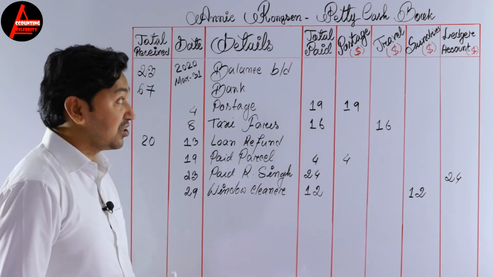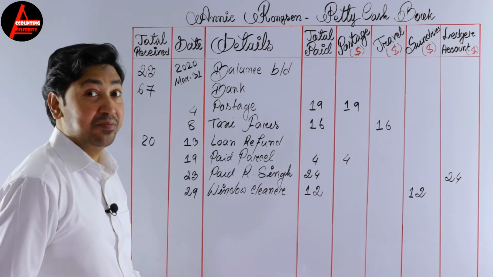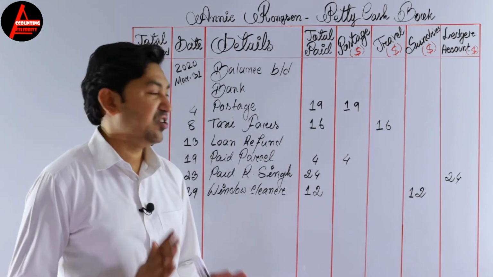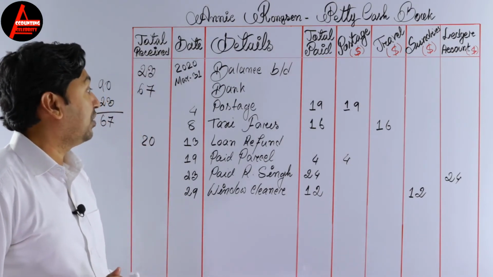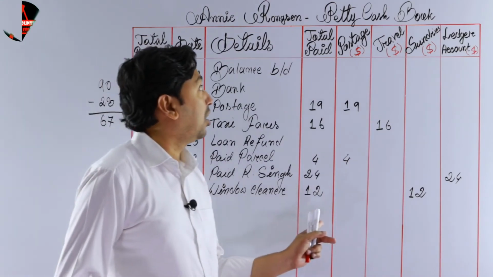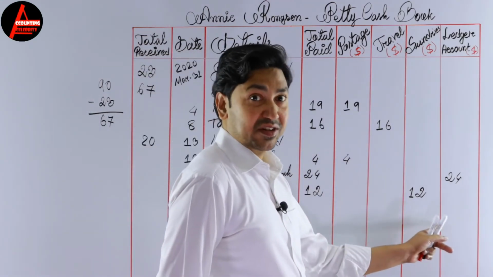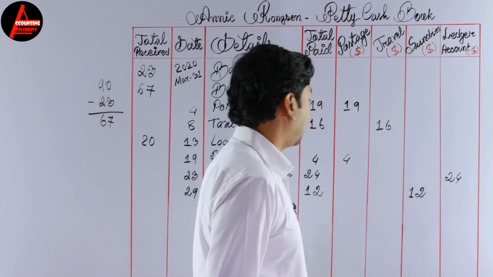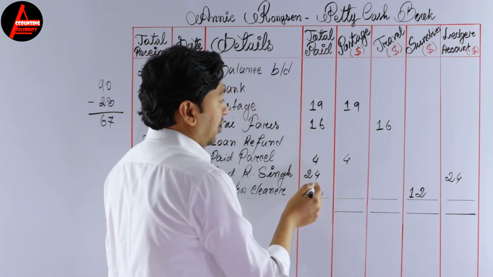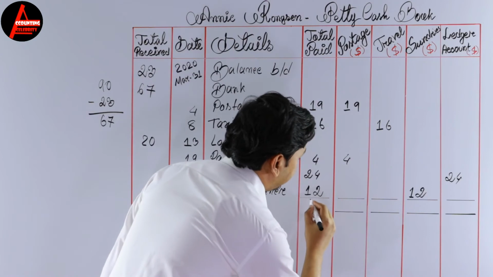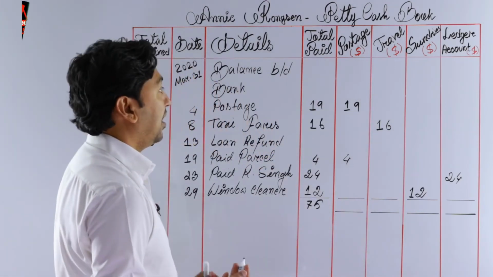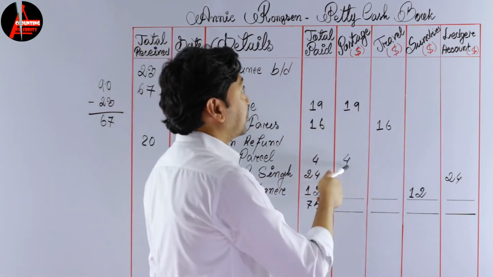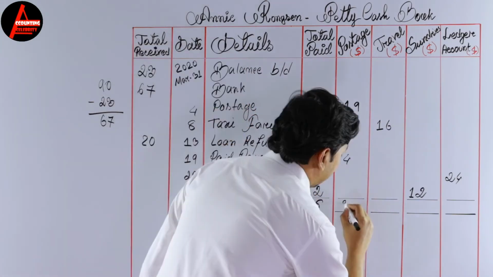Now what to do? In the question we are required to balance it. How to balance it? Don't worry, it is very simple. First of all we will add all these dollar columns here. We'll check how much comes. So if we add these all 5 amounts, we get here $75, right? Now if we add these 2 amounts here in the postage column, we get $3.